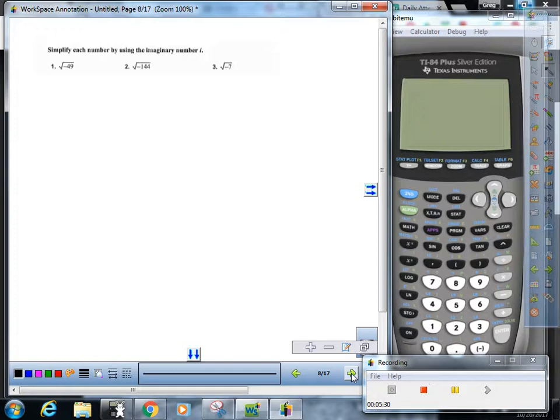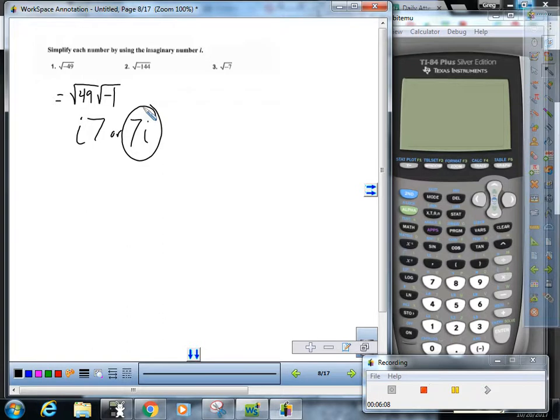Square root of negative 49. Well, that's the square root of 49 times the square root of negative 1. Okay? What's the square root of 49? What number times itself gives you 49? Come on, peeps. 7. So the answer to this is i times 7, but that's more popularly written as 7i. See where we got that?